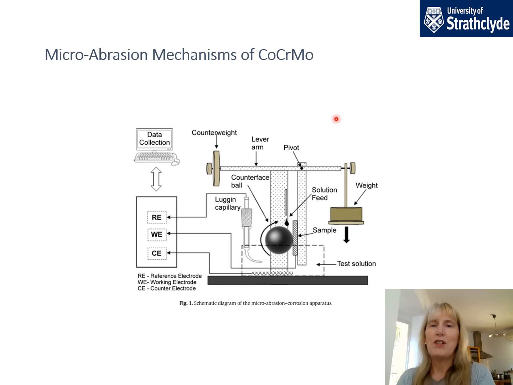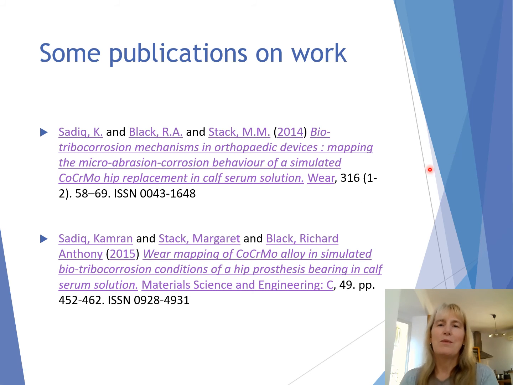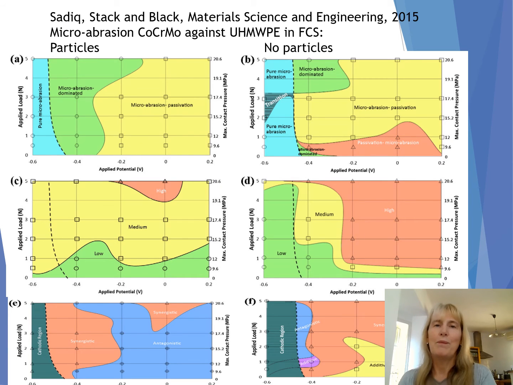Okay, so this is the micro-abrasion mechanism apparatus. This is the ball simulating the femoral head, so to speak, and this is just the stationary surface. We can change the load and the sliding speed, and we can also instrument this, and we have done, for electrochemical control. Now, these are some of the publications on this topic from our group.